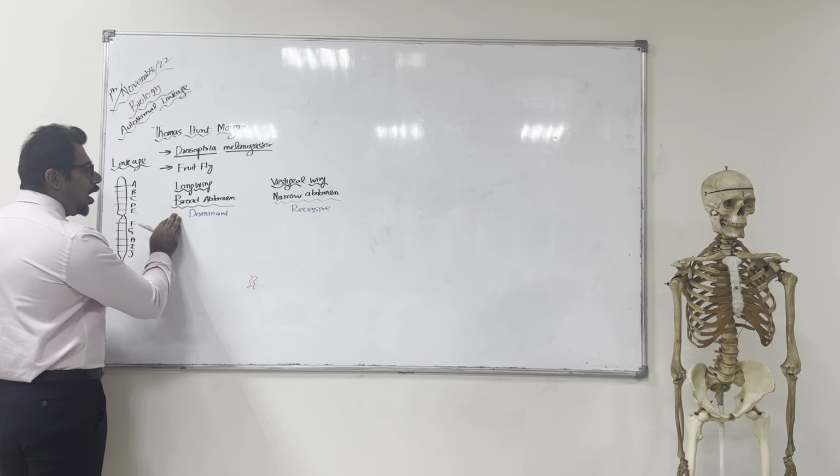Right? Now, we always cross F1 with F1. What did he do? He took the long wing and broad abdomen. Long wing and broad abdomen.